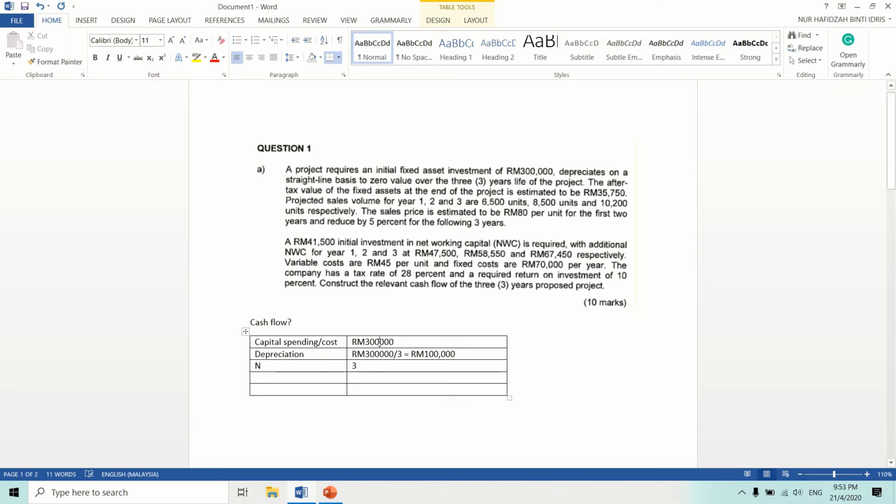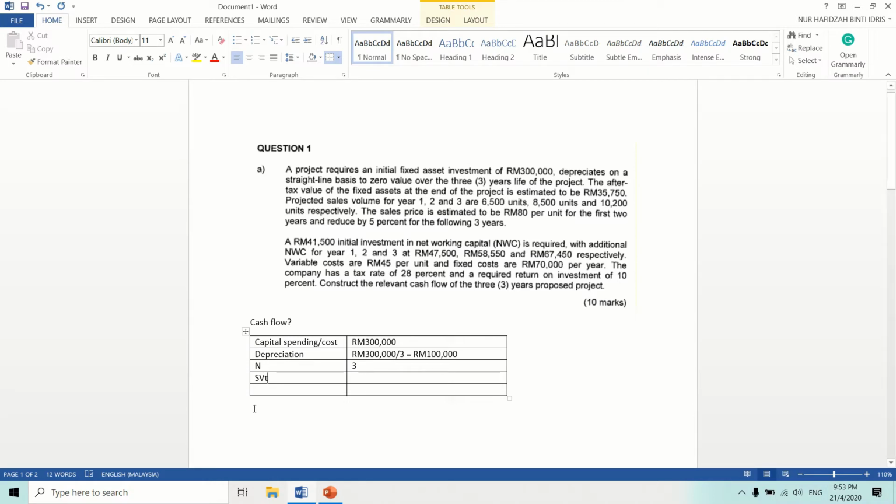Then what other information do you get here? The after-tax value of the fixed asset at the end of the project is estimated to be 35,750 ringgit. The after-tax value of the fixed asset refers to the scrap value, or what we call the salvage. So in this question, it already gives you the value for after-tax salvage. We use the symbol SVT.